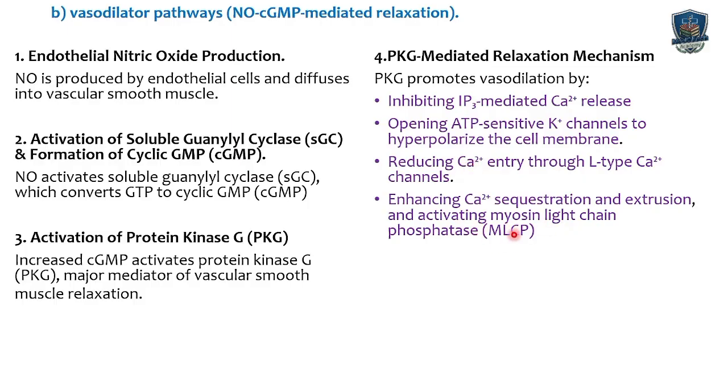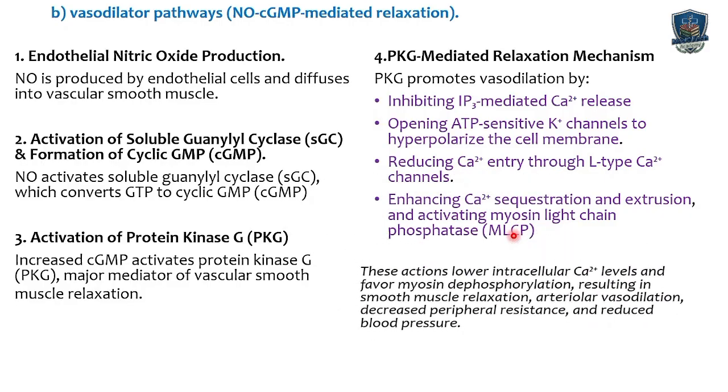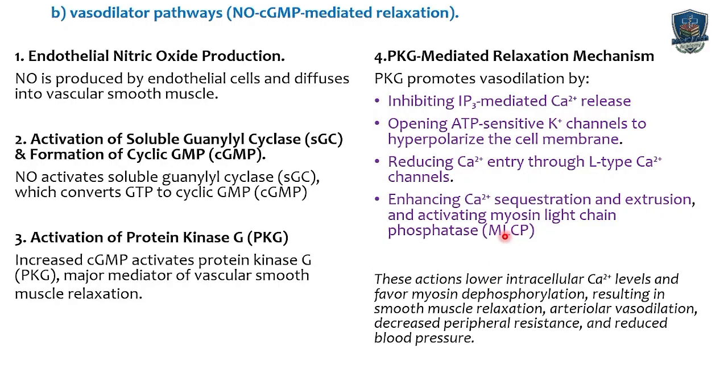So our myosin light chain phosphatase, this one here, dephosphorylates our myosin. So this leads to myosin dephosphorylation. And when there's myosin dephosphorylation, it means that this will prevent the interaction of the actin and myosin. And when that happens, it leads to smooth muscle relaxation, which leads to arterial vasodilation, decreased peripheral resistance, and reduced blood pressure. So that's how it happens.